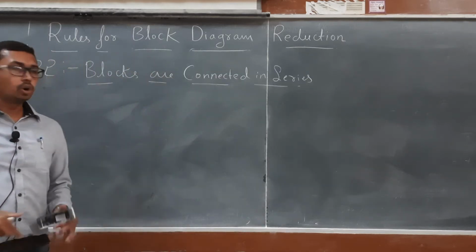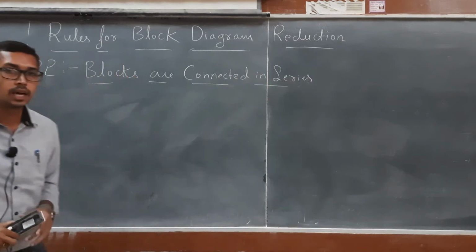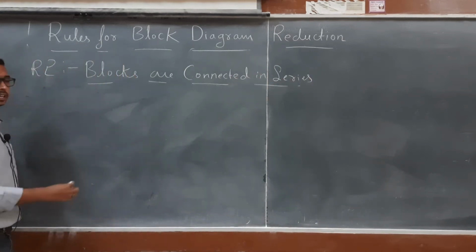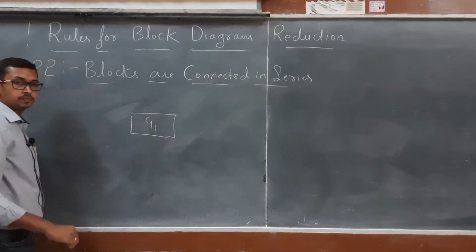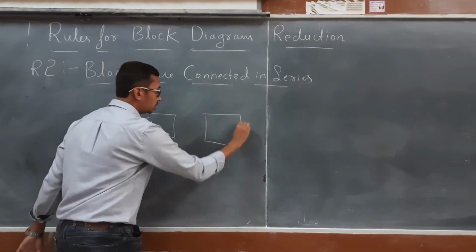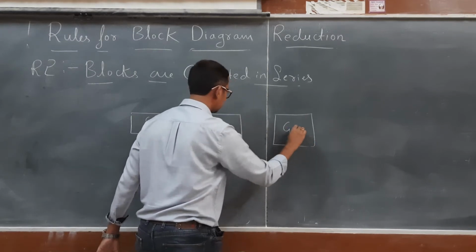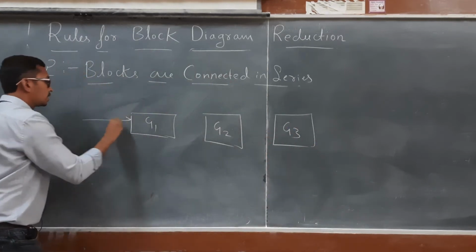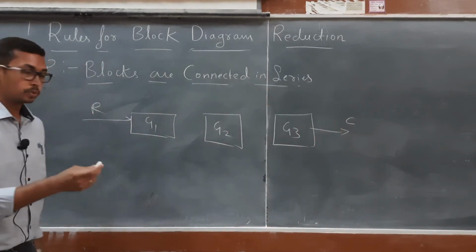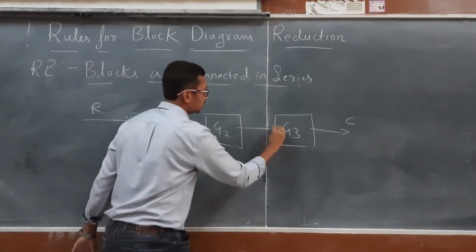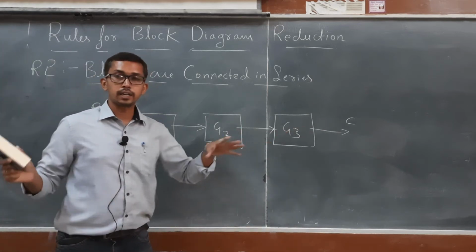So what is rule number 2? Blocks are connected in series. Let us consider a situation. I have a block with transfer function G1, another block with transfer function G2, and another block with transfer function G3. R is the input, C is the output. So this is the situation. We have 3 blocks which are in series.